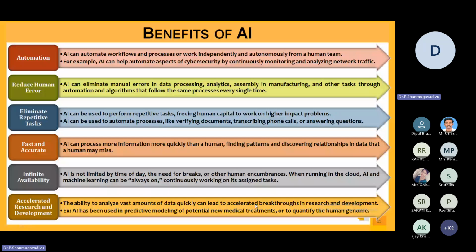Example, AI has been used in the predictive modeling of potential new medical treatments and to quantify the human genomes. See now, it is quite possible. There is a lot of research that is going on. Even the presence of cancer cells can be identified through your breath. Right? You can take your breath sample and you'll be able to identify.